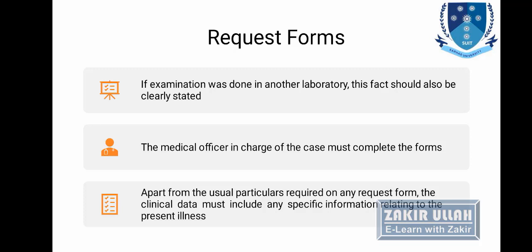Apart from the usual particulars required on any request form, such as the age, the gender, the address, ward, bed number, and the clinical history, the request form must also have any specific information regarding the present illness. If there is any special sign, symptom, or any specific information, it should also be written in the request form.